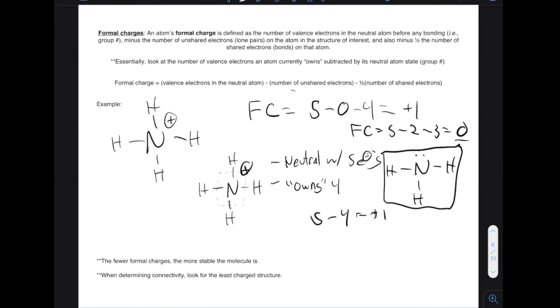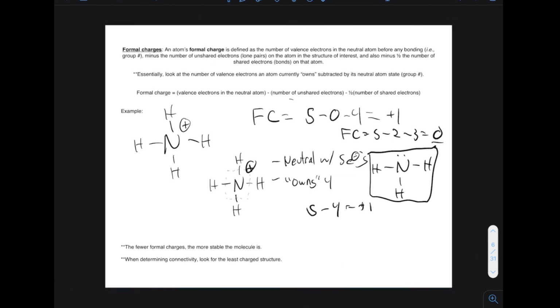And so in general, and this will play a larger role in a little bit, the fewer formal charges there are on a molecule, the more stable it is. When we start drawing structures from molecular formulas and connecting atoms together, you want to, A, make sure the octet rule is satisfied, but you also want the least charged structure possible, because the fewer charges on a molecule, the more stable it is. Hopefully that makes sense.